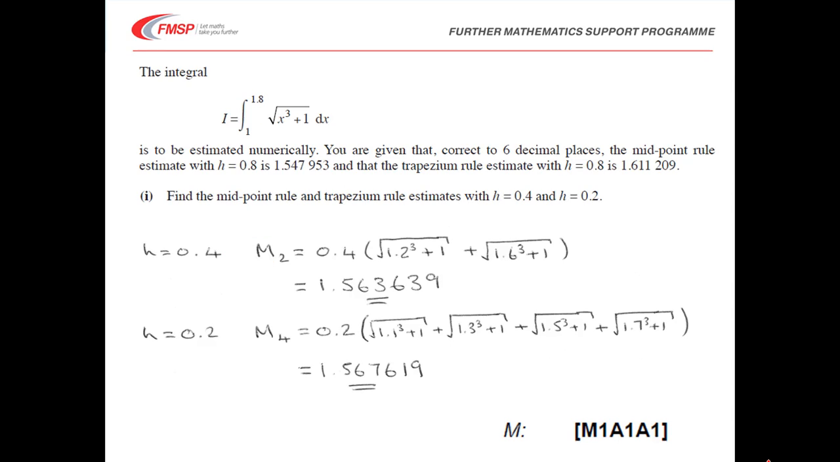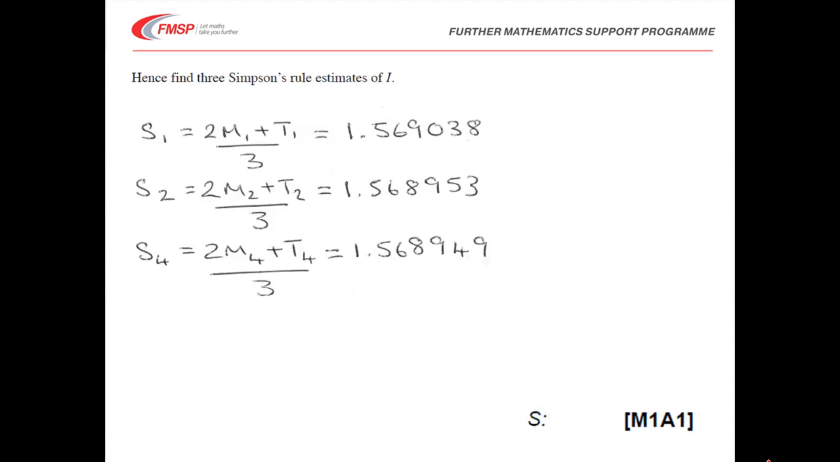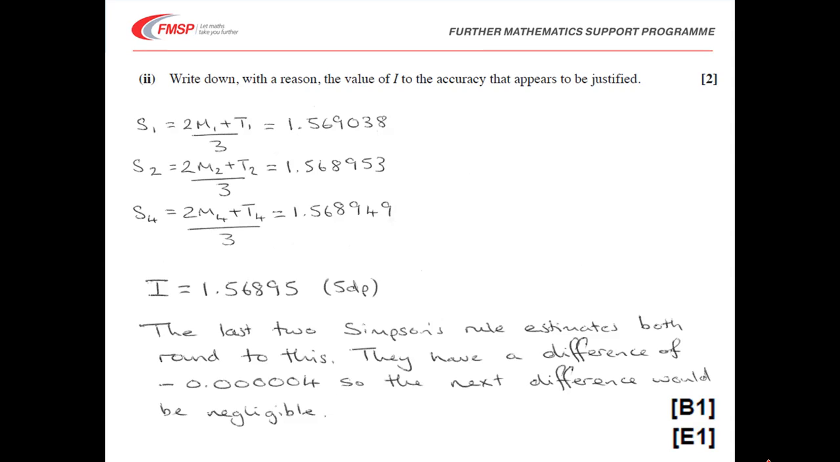Okay, so let's look at the marks for these. For working out your midpoint values, you get 1 for the method, because you're basically using the same method twice, and 1 for each answer. Same for the trapezium rule, that you get 1 mark for the method, but you only get 1 mark for doing both answers. For Simpson's rule, same thing. You only get 1 mark for the method and 1 mark for the overall answers, so all 3 of those. So just bear that in mind, that you have to keep being very careful with your calculations at each stage.